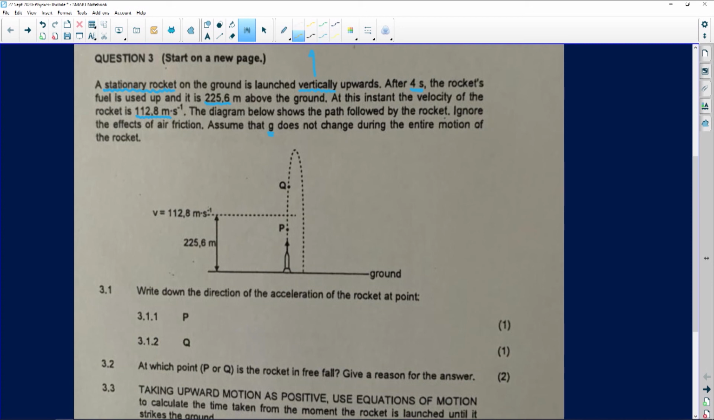It started off here. I know that my initial velocity was 0 meters per second. It went all the way up. We know from the time it moves here all the way to here, it took a time of 4 seconds. And then all of a sudden the fuel ran out. When the fuel ran out, we know it has that velocity and it had traveled that distance. Now remember, all of this information is going to help us.